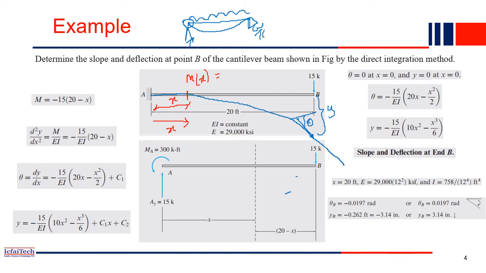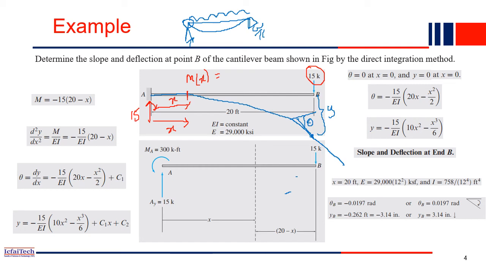Our first step will be to find out the reactions, right? Only one vertical force is acting downward, 15k. So 15k is acting downward. That means you have the reaction here at the support, that also is 15k, which is in the upward direction, right? This is the single reaction you have.